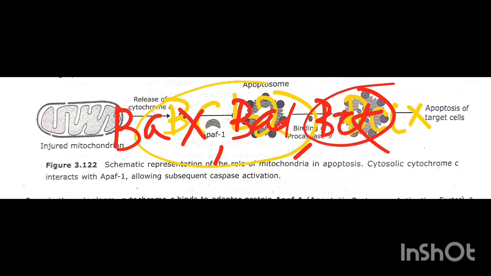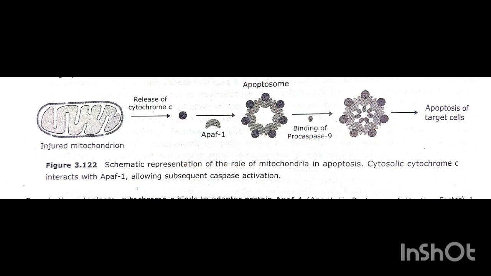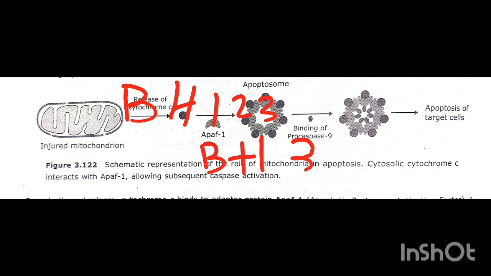This BCL2 family of proteins controls or regulates the release of cytochrome C from the mitochondria. The anti-apoptotic BCL2 proteins inhibit apoptosis. The pro-apoptotic BCL2 proteins consist of two subfamilies. Pro-apoptotic factor means they promote apoptosis, but anti-apoptotic members or factors inhibit apoptosis. One pro-apoptotic subfamily is BH123. Another one is BH3. These are the pro-apoptotic BCL2 protein subfamilies.